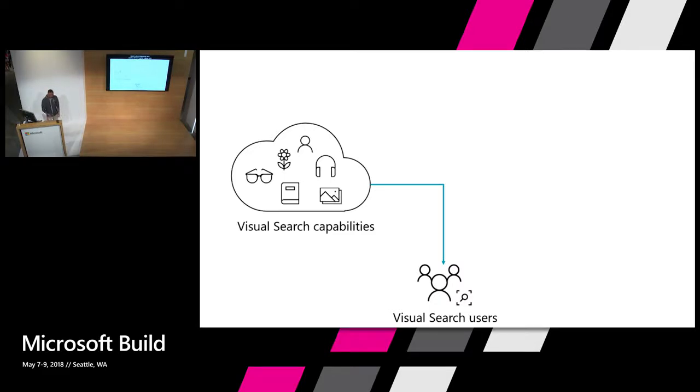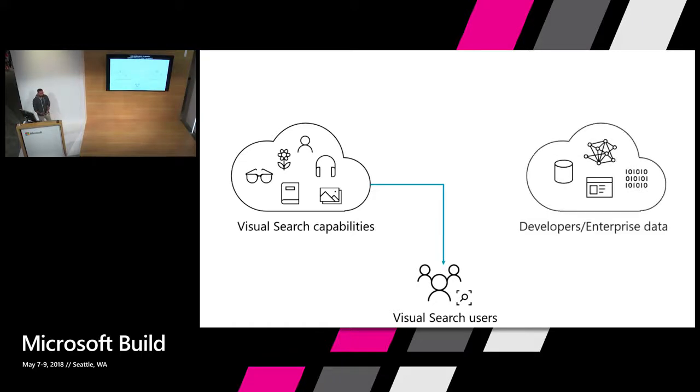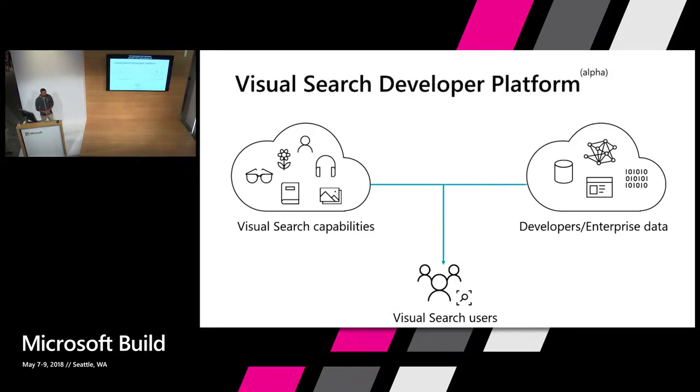Something we notice is that enterprises, developers, and companies also have interesting computer vision recognition models. They have catalogs of data around images. They have interesting web data and knowledge that they can share. But right now, there's no way for you to tap into our visual search users with your data. So today or yesterday, we announced our Visual Search Developer Platform in alpha, which bridges this gap and allows you to leverage our visual search capabilities and infuse them with your data and AI, and provide this as an experience to our Visual Search users across all of our enterprise products and services.